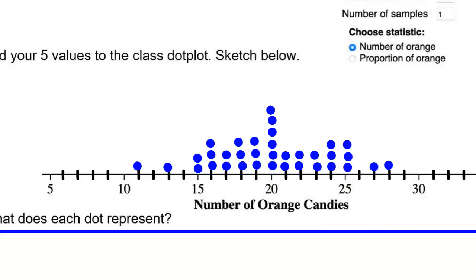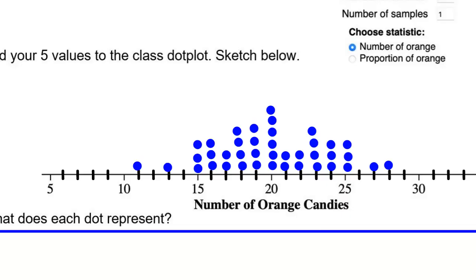So your first one is 23. Your next one is 23 again. What's your third one? 18. Fourth one is 15. Please make sure that you have written down what your random samples were, and then 19. You are going to need these numbers again.